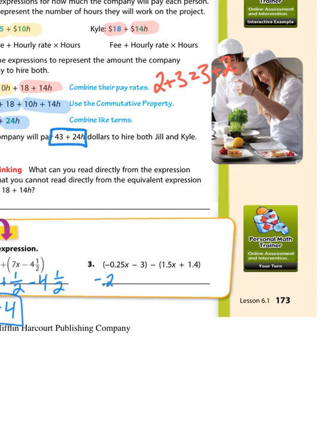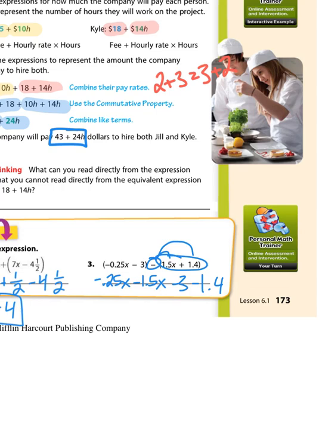So I have negative 0.25x minus 1.5x. I hope this minus sign didn't trick you guys. This has to be distributed, so it's minus 1.5 and also minus 1.4. So when we do the next set, we have minus 3 minus 1.4 because both of these terms are being subtracted. All right, now we simplify.